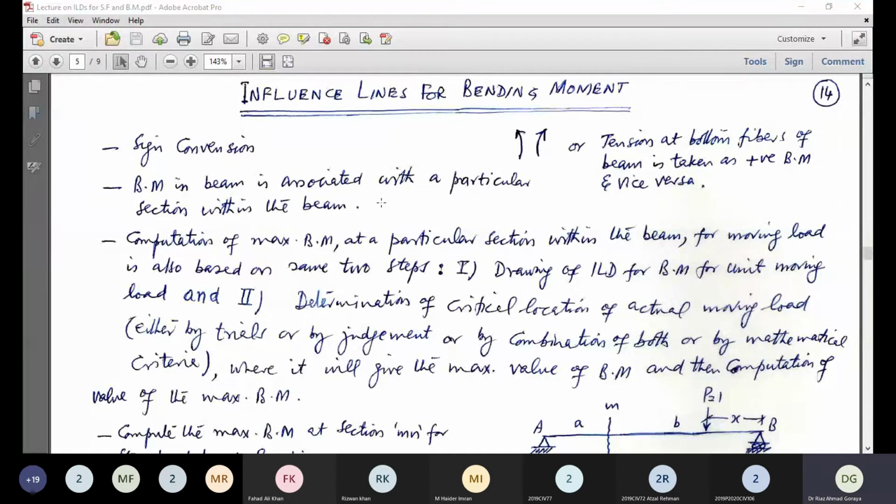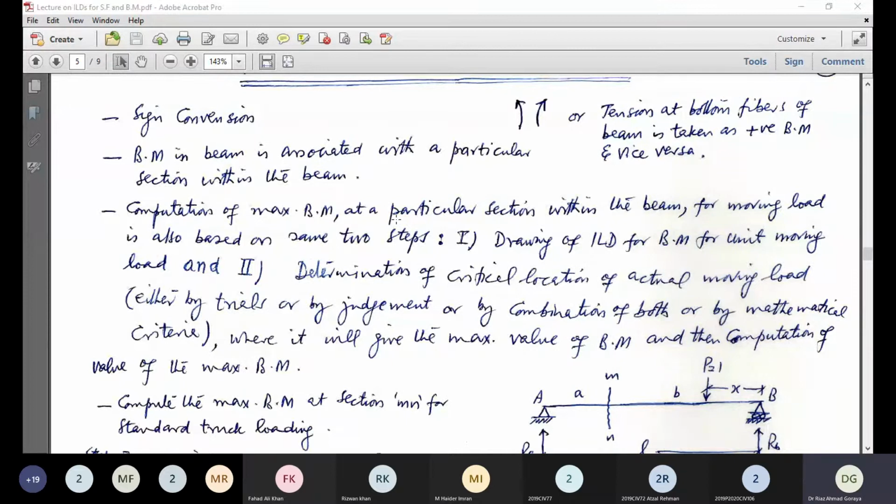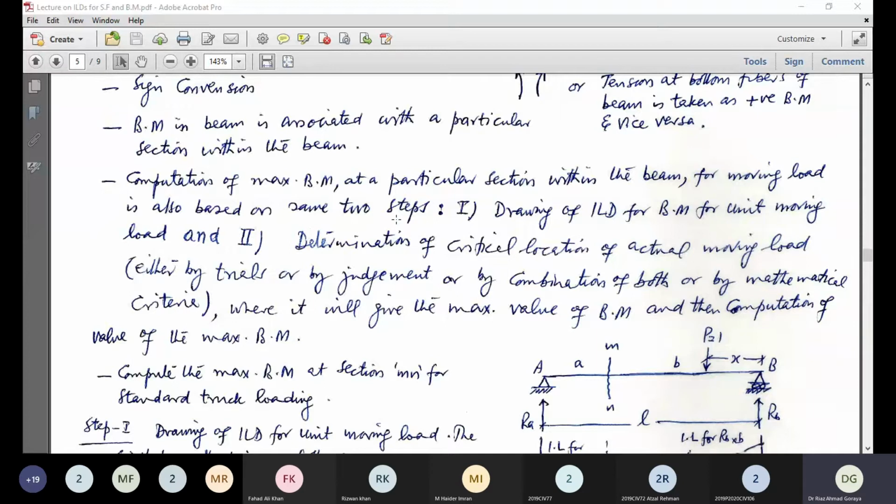Computation of maximum bending moment at a particular section within the beam for moving load is also based on the same two steps. Step 1 is drawing of the influence line diagram for bending moment for unit moving load. And the second step is determination of the critical location of the actual moving load, either by trials or by judgment or by a combination of both, or by the mathematical criteria, where it will give the maximum value of the bending moment, and then the computation of the value of the maximum bending moment.